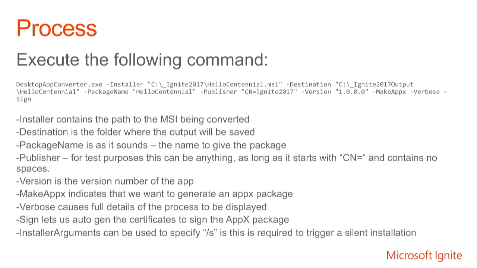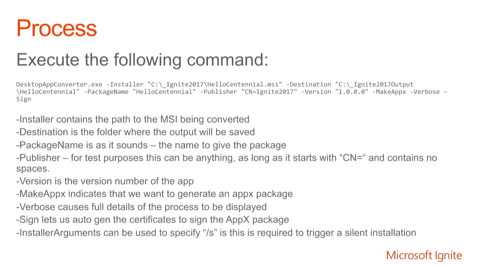The one thing I don't have specified here is there is an installer arguments parameter that you can use. If your MSI launches an installation wizard that requires user input, then that's not going to work for this. You need to be able to run a silent version. So if you've got that option and you need to do that, that's where you'd put the /s in the installer arguments to make sure you're using that.